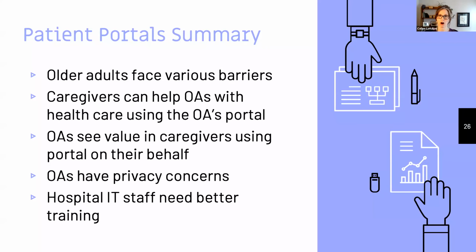So in summary, for all of these studies relating to US patient portals, I would say that we now know that older adults face various barriers to accessing these patient portals, even though those patient portals can be really helpful and empowering. We know that caregivers can help older adults with their healthcare if they have access and can use the older adult's patient portal, and that the older adults actually see benefit in their caregivers using the portal with them or on their behalf. But older adults do have privacy concerns about that kind of access. And the other big finding, I think, is that hospital IT staff clearly need some better training around these issues.